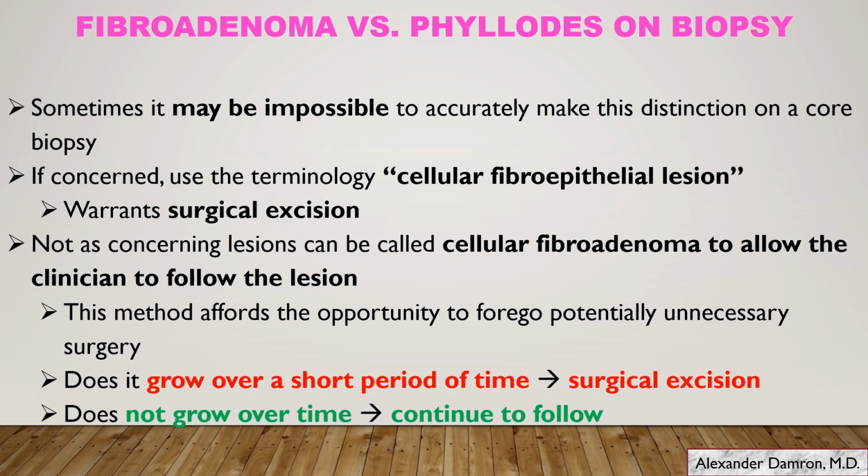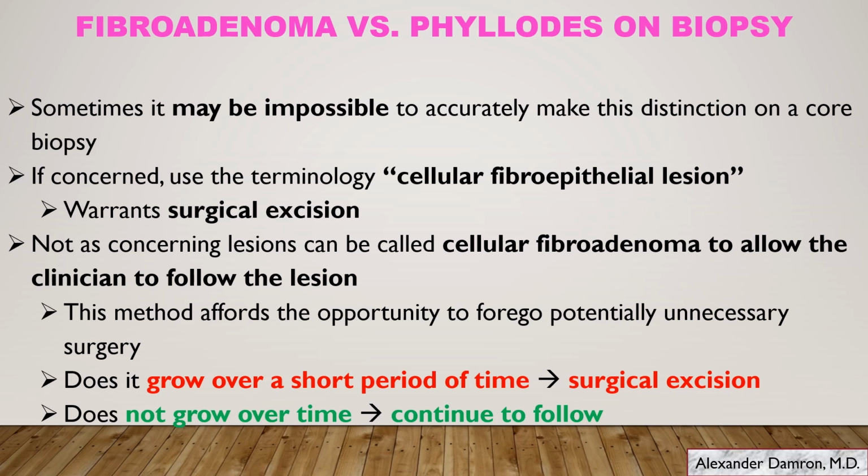There's two schools of thought. Some people have a lower threshold. Maybe they're worried a little bit. They'll call these a cellular fibroepithelial lesion. The problem with that is you've already bought that patient a surgical excision. The best way to differentiate whether something is a cellular fibroadenoma versus a benign phyllodes tumor is rapid growth over a short interval of, say, 6 months.